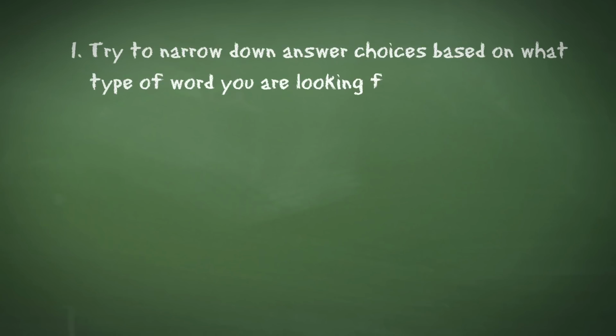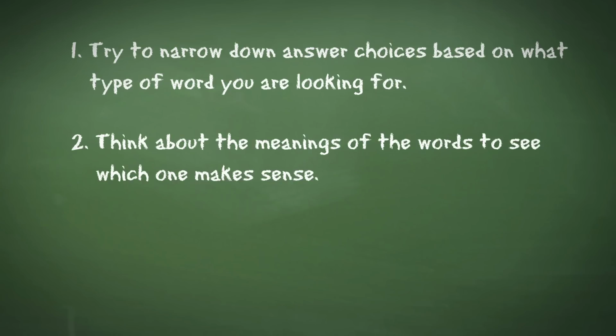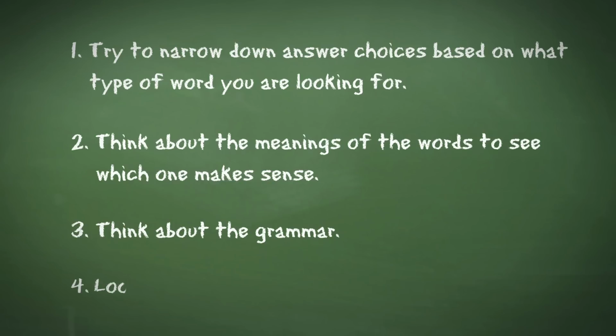So in summary, try to narrow down answer choices based on what type of word you are looking for. For example, eliminate a verb when you are looking for a noun. Secondly, think about the meanings of the words to see which ones make sense. Thirdly, think about the grammar. For instance, you are looking for a verb in the past tense. Lastly, look out for opposites.